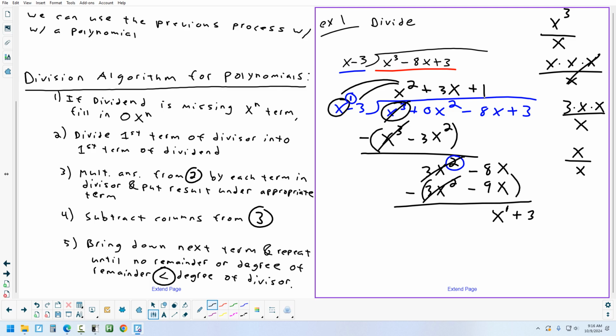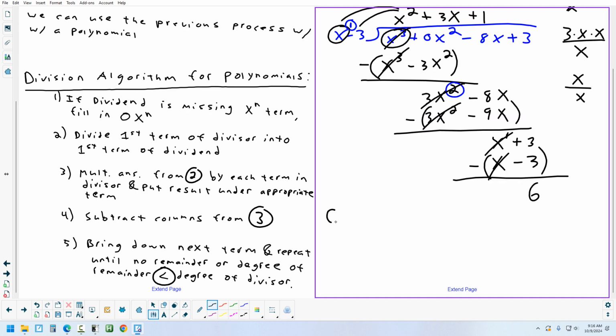Okay, what do we do with the 1? Distribute it back out. So 1 times x, 1 times negative 3. And now what do we do with those columns? Subtract. What's x minus x? That's gone. And negative 3 minus negative 3, I mean positive 3 minus minus 3. 6. And what do you think that 6 is? That's your remainder.